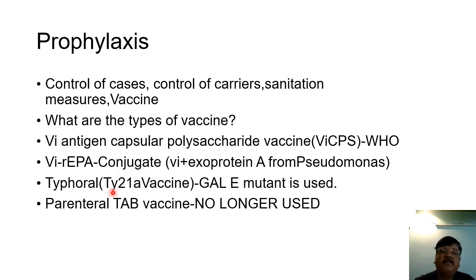Then Typhoral, which uses the galE mutant, is also there. It is taken orally, so patient compliance will be better. Then the old vaccine, the parenteral vaccine, TAB vaccine, is no longer used because it has been proved that it is not that much immunogenic.